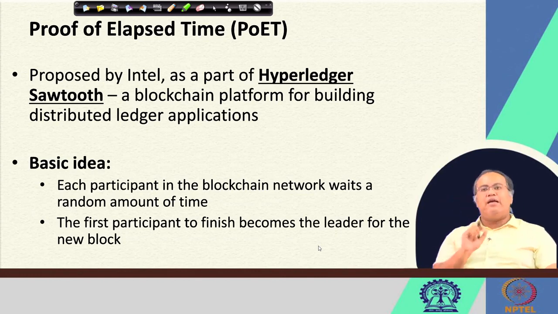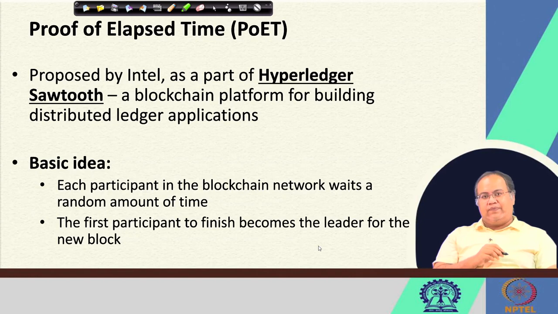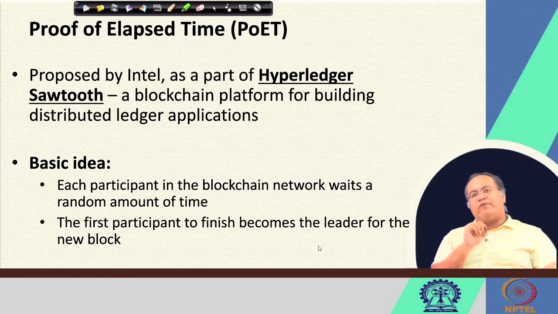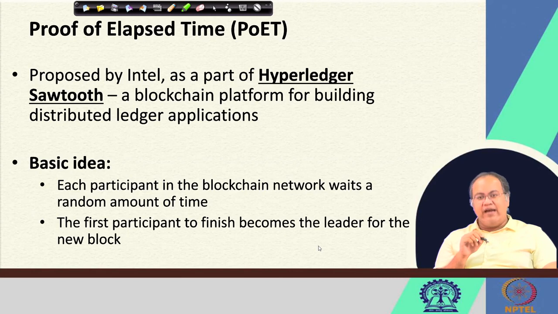Rather than providing them a certain challenge, I just say that everyone needs to find a random number between 0 and 100, and you need to wait for that amount of time. And whoever waits less, I will consider that person as the next leader. So the first person who is able to finish that timer becomes the leader. That seems like a pretty simple algorithm, right? And that serves my main purpose.